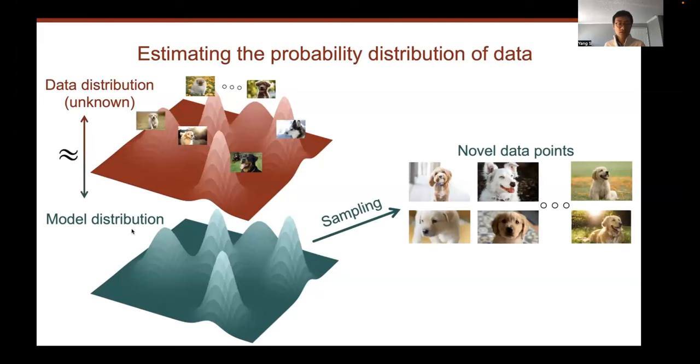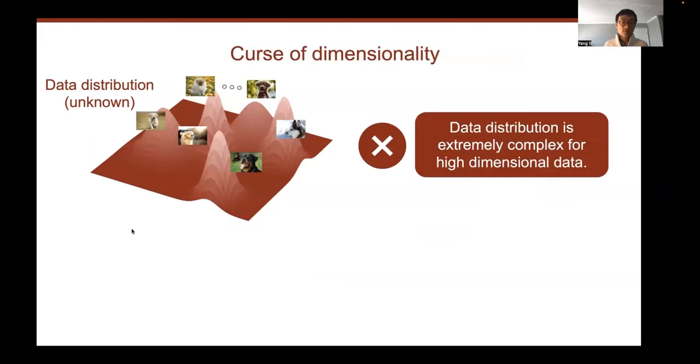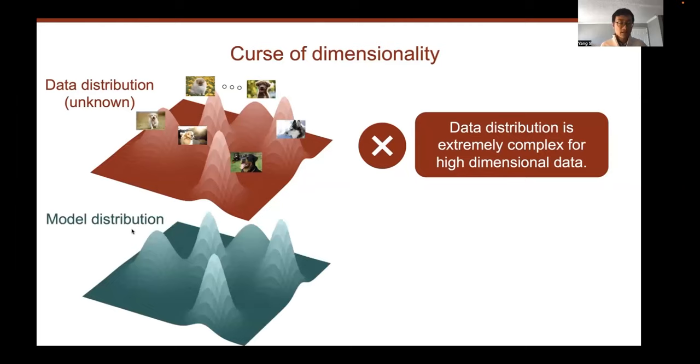So the principles behind generative models are very simple, but in reality, they face a lot of challenges. One of them is the curse of dimensionality. In practice, we want to generate data with a lot of dimensions. For example, one picture contains maybe millions of pixels. In this case, the data distribution can be very complicated. And this has made finding a suitable model distribution also very difficult.